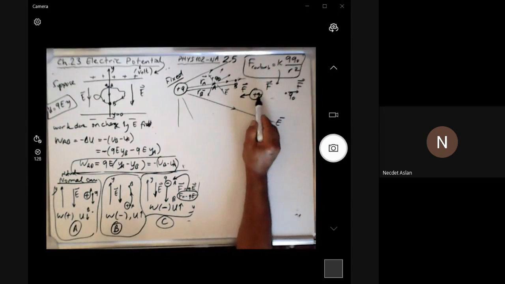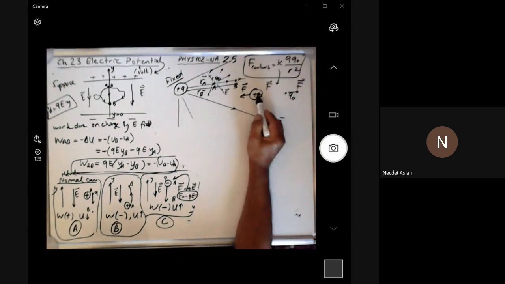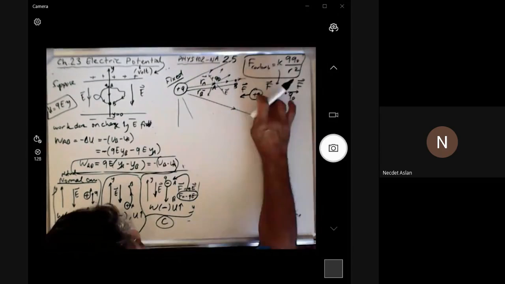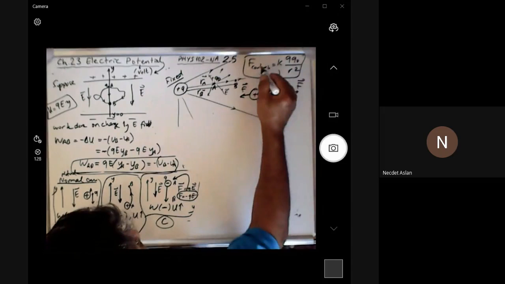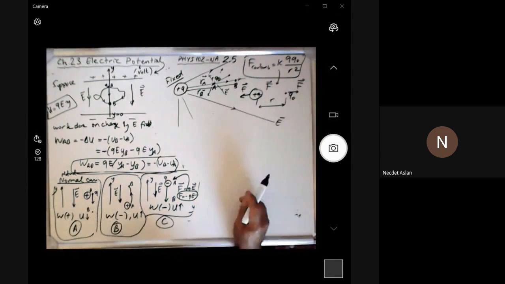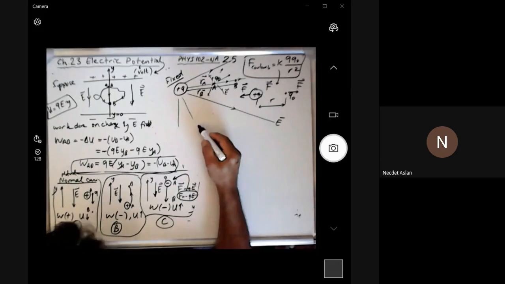Now, because this positive Q is fixed, it's not moving, but this is moving. So if the force is exerted on Q0, the same force is exerted on Q, but Q is fixed. In this case, the force is given by this expression where the distance is R. This is Coulomb's force that you learn in high school. And now we would like to do this calculation from A to B.